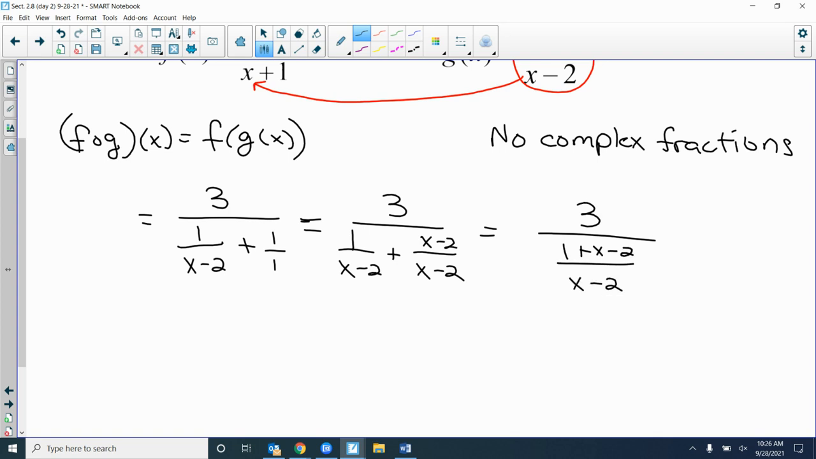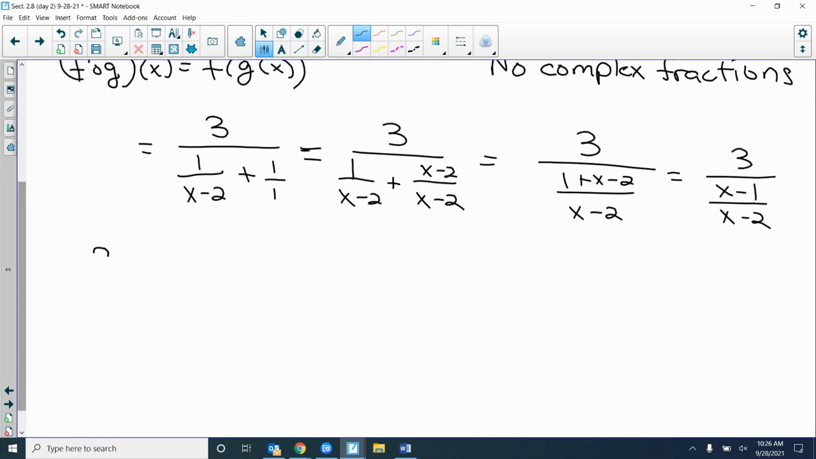Now, more than likely you'll skip that step and jump to the next one. I don't care, but I just wanted to show it for the notes. This becomes 3 over 1 plus x minus 2, which is x minus 1 over x minus 2. All right, so at this point, f of g of x equals 3 over x minus 1 over x minus 2.